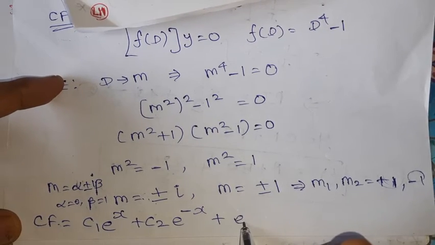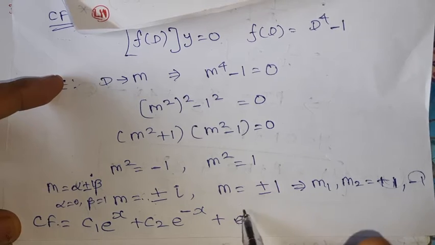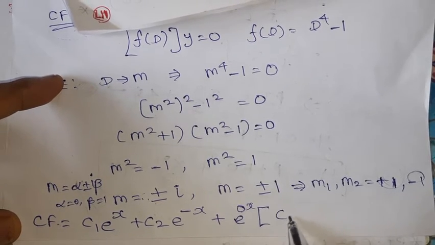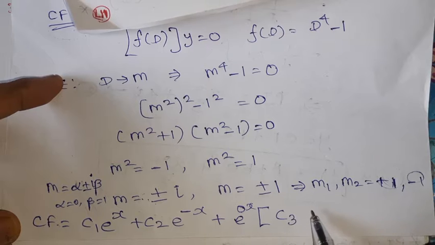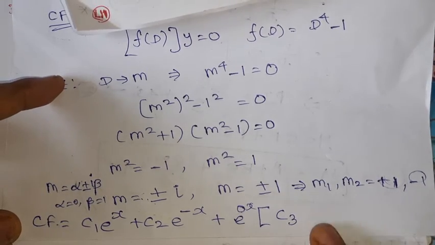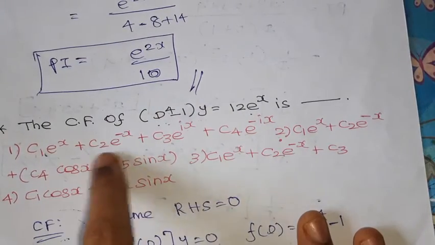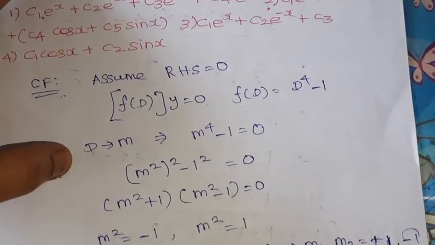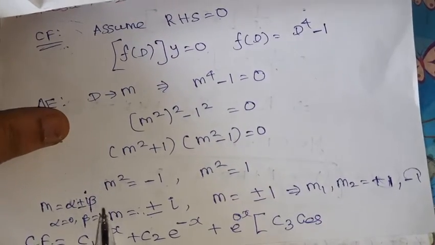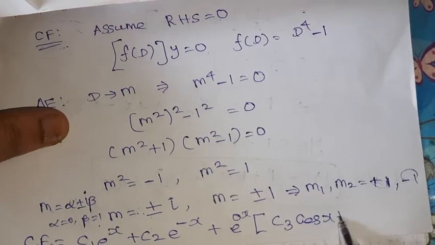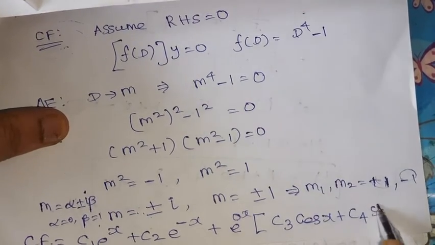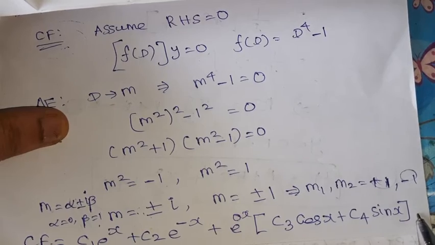e power alpha x, and alpha is 0 here, so e power 0x into (C3 cos beta x plus C4 sin beta x). The constant a is nothing but C3, whatever constant it is. Here, according to the options, they are given in C1, C2, C3, C4. So, I am writing C3 cos beta x, with beta equal to 1, so cos x, plus C4 sin beta x, sin x. So this is the answer.